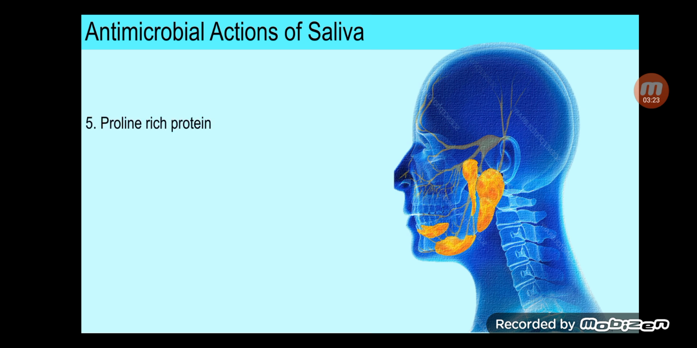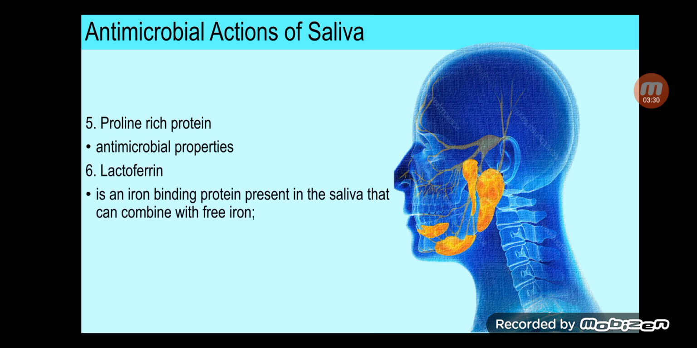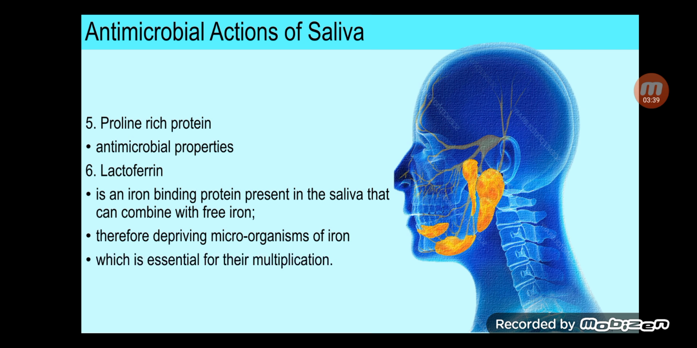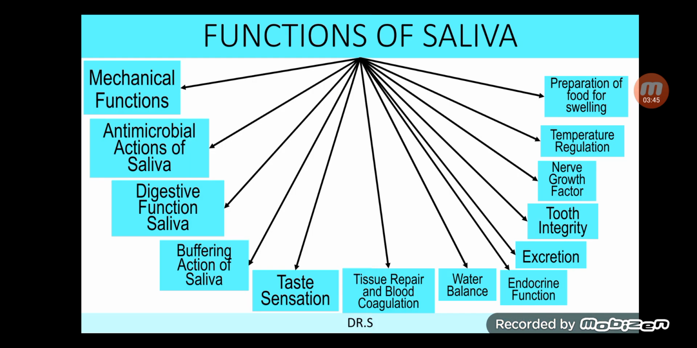Another antimicrobial action of saliva is by proline rich protein, which has antimicrobial properties, and lactoferrin is an iron binding protein present in saliva that can combat free iron, therefore depriving microorganisms of iron, which is essential for multiplication, and thus reducing the growth and maybe causing the death of the microorganism.